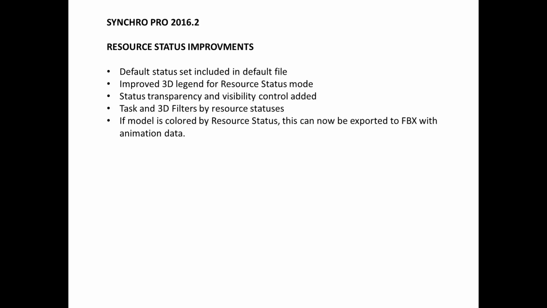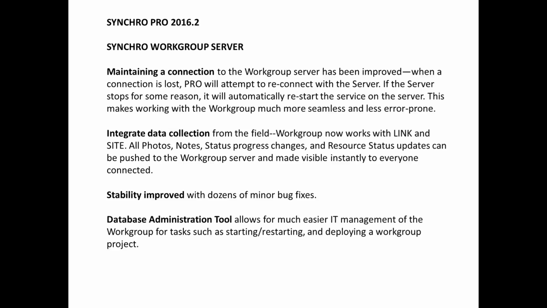We improved the legend for resource statusing, and now we can control transparency and visibility of resource statuses as they change state. And we also added the ability to filter both task and 3D views by resource status. And also, if the model has been colored by resource status, this data can now be exported to FBX if you need to get that animation information into a tool like 3D Studio Max or Maya. So those are the main Pro improvements.